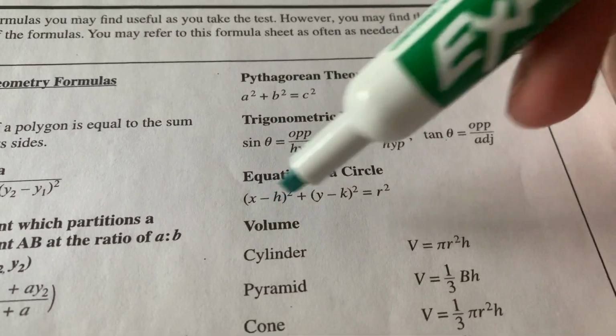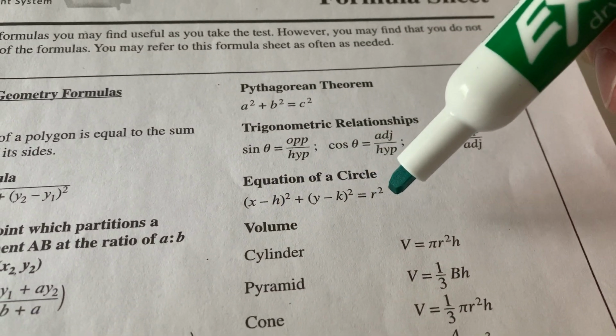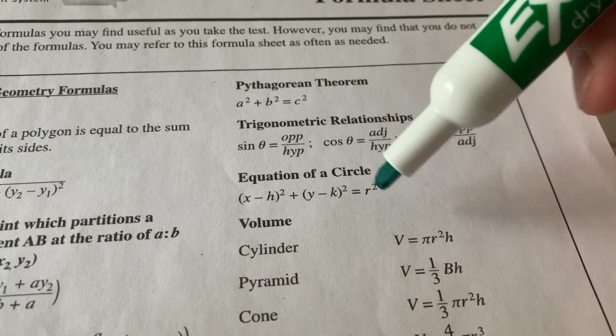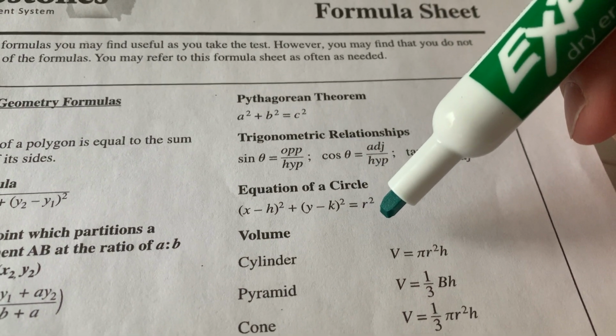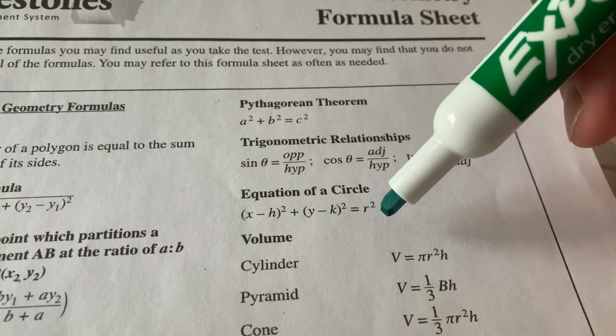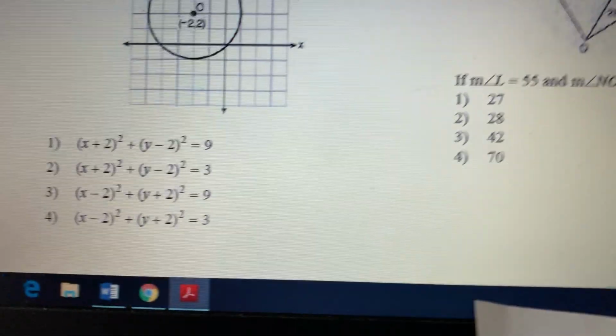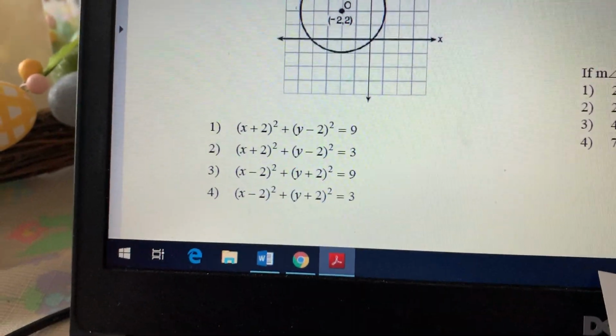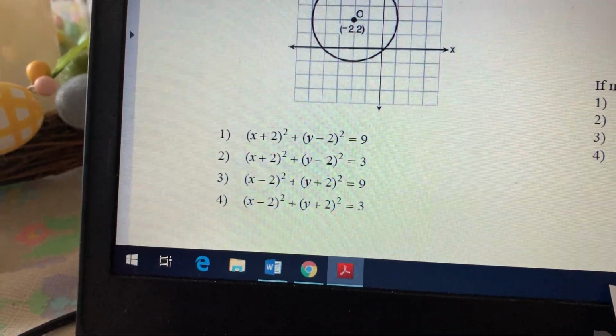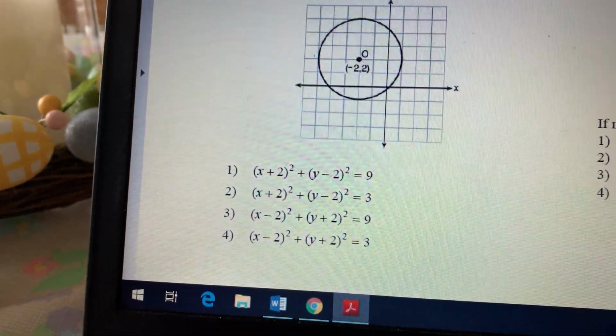My x coordinate and y coordinate have to have the opposite signs, and I got to square the radius. Okay, so again, the radius is usually the key with this one. That'll help narrow down your answers. My radius is 3, so I got to square it to get 9. So that's going to knock out 2 and 4, leave me 1 and 3. So now it's just a matter of the signs.